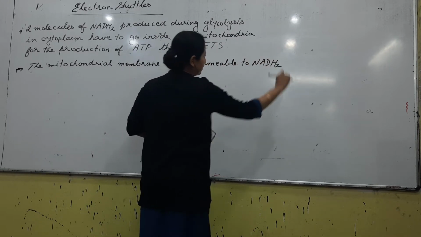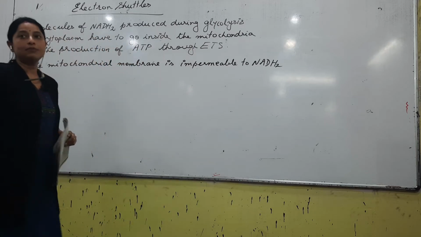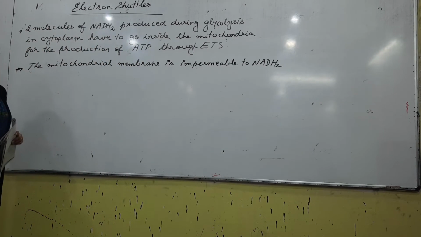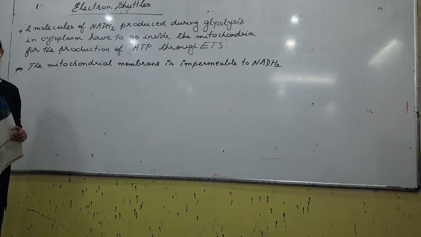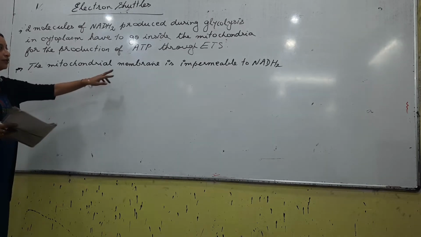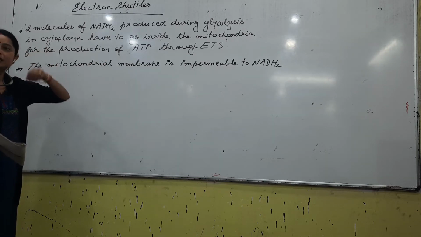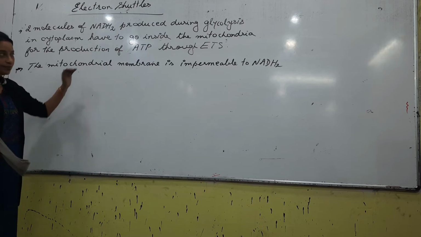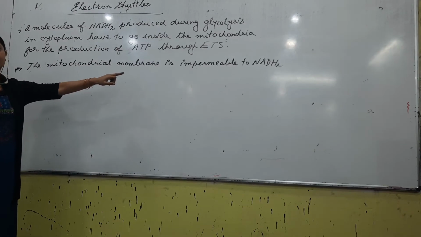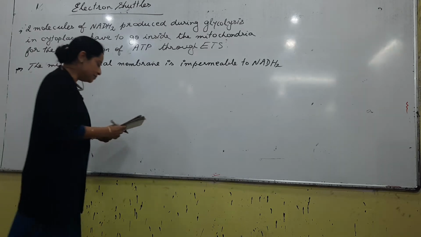It has to enter the mitochondrial matrix, but the membrane is impermeable to NADH2. It cannot enter directly, right? If it were permeable, then NADH2 from the cytoplasm would go directly inside the mitochondria, but the membrane is impermeable, right? So you need certain help.